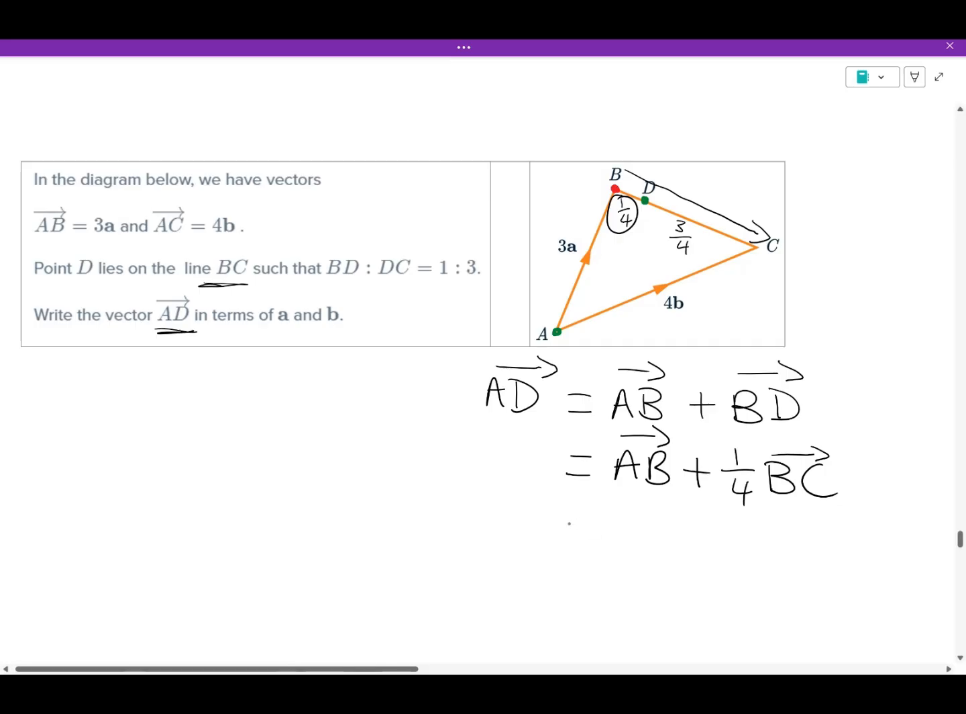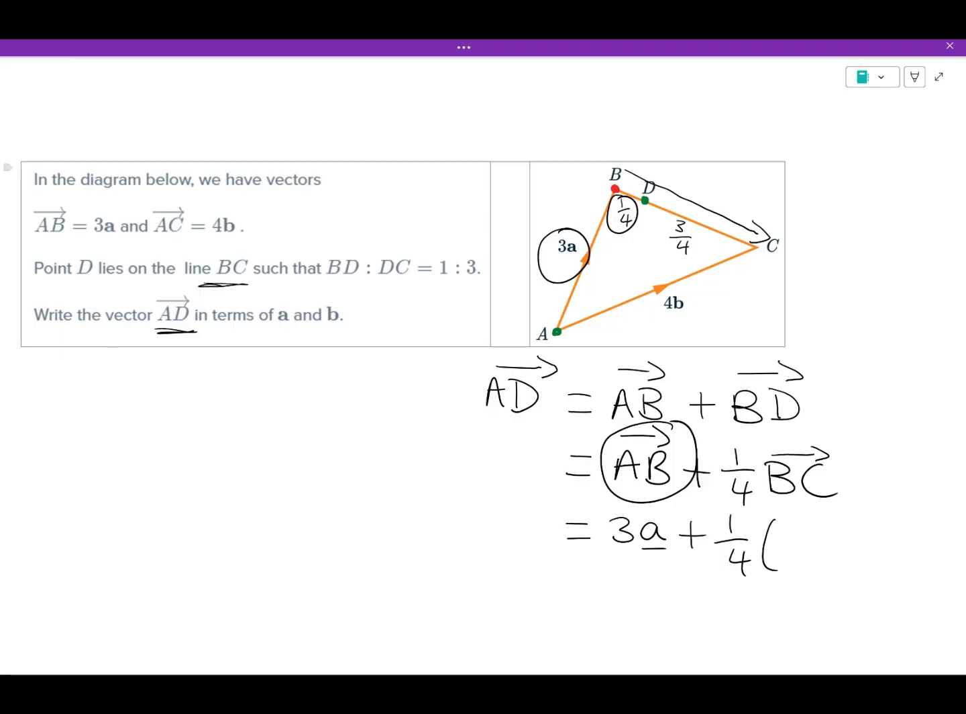So let's start filling in my vectors in terms of a and b. So the vector A to B is the vector 3a, because that goes with the arrow, so it remains positive. So I've got that there. And then the vector B to C, well, let's think about how we're going to find that. If I'm at B and I want to get to C, what I could do is first go down to A, so we'd do negative 3a. And then once we're at A, we'd have to do positive 4b in order to get to C. So we're going to add 4b on like that. So that would be the vector from B to C.